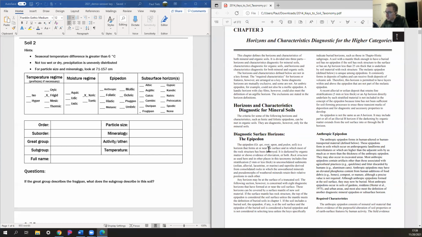So the epipedon, Greek for epi, over or upon, and pedon, soil. It's a horizon that forms at or near the surface in which most of the rock structure has been destroyed. So it just means we're at the top part of the soil. It doesn't mean only the very first horizon. It can be multiple horizons in the epipedon. It just means in general, we're looking at the topsoil as opposed to the subsoil. So it's up to us to determine how far down this topsoil includes.